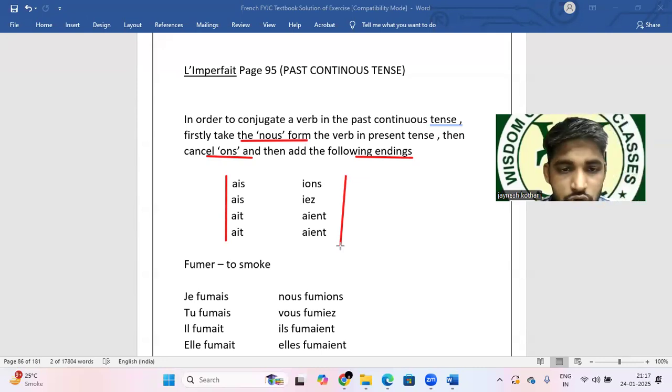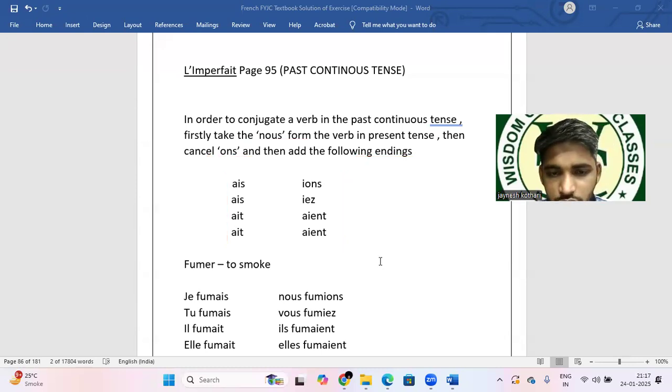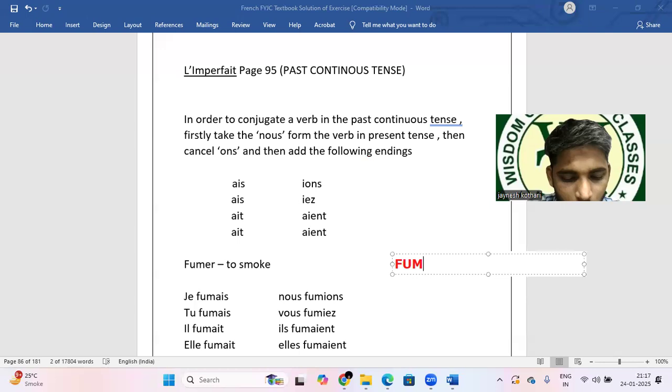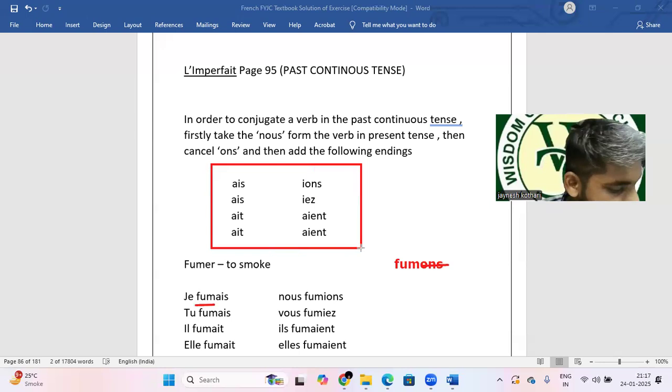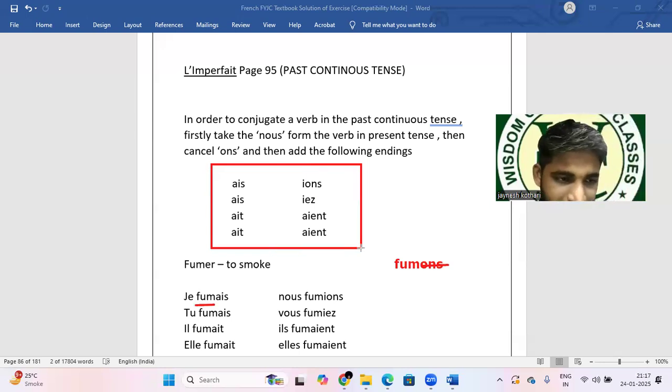Let's assume I have taken the example verb fumer on the screen. The nous form, present, is fumons. Then you have to cancel ONS, so what is remaining is FUM. You have to put FUM everywhere, and then add the endings. These are the endings which you have to put later on. Okay, that's quite easy.